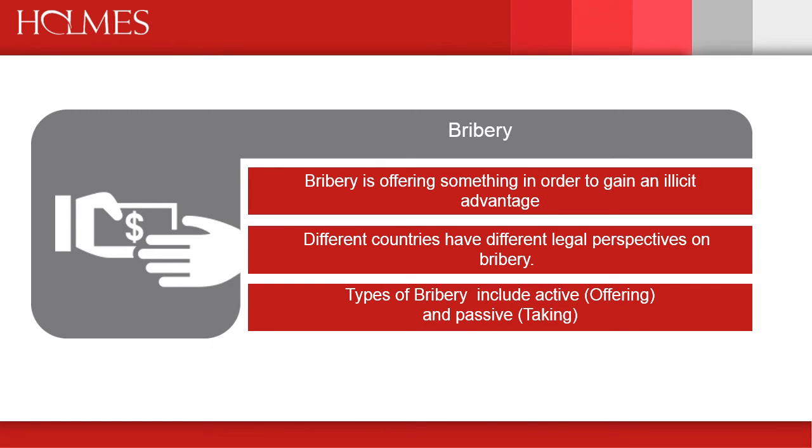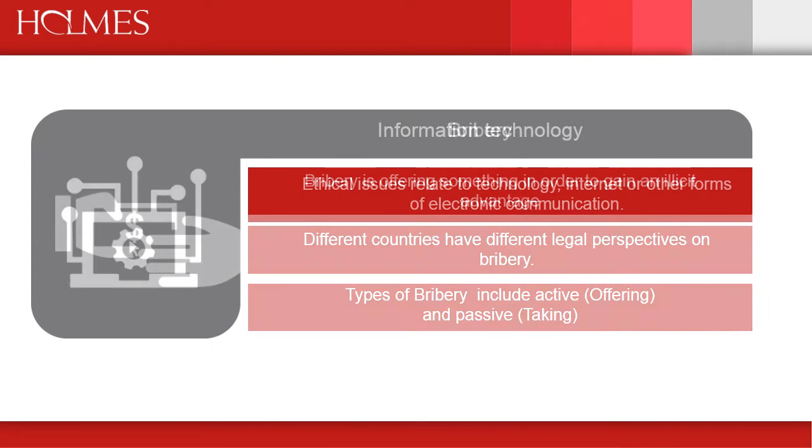1. Active bribery, when a bribe is given or offered. And 2. Passive bribery, when a bribe is accepted.